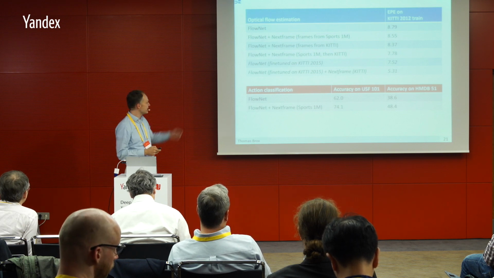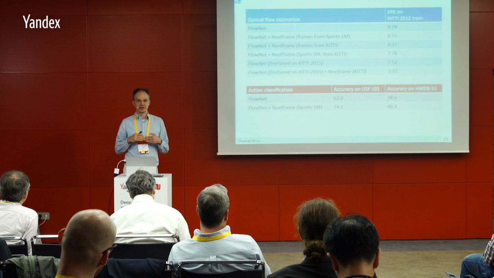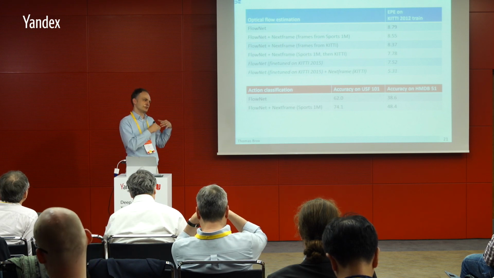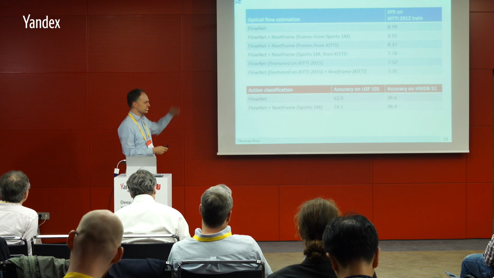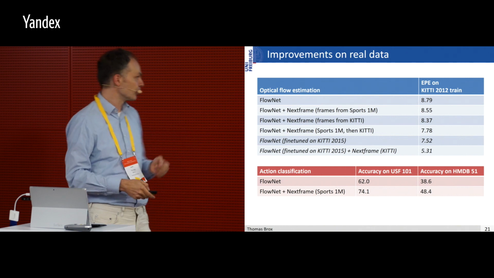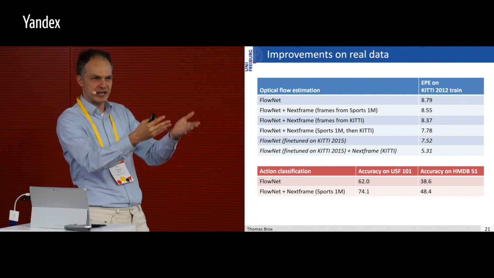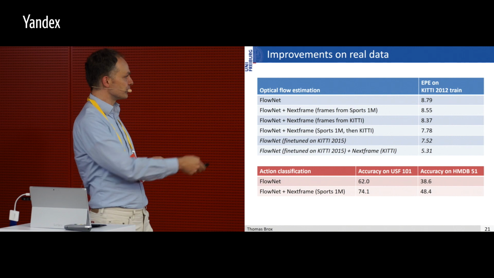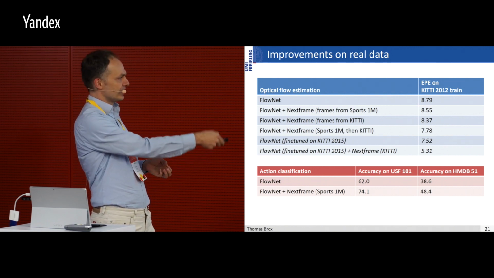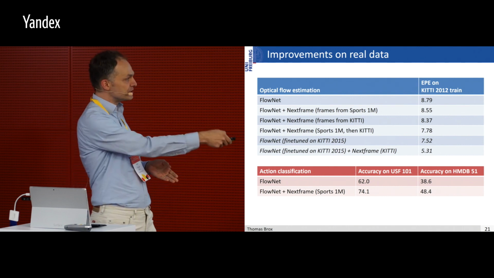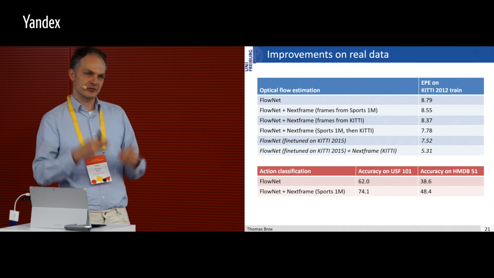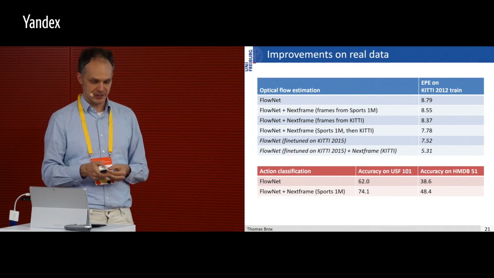Another way to evaluate that is to go into an application domain. If you're interested in action recognition and you need optical flow as input, then you can use the action classification performance to evaluate your optical flow. Basically, it's the same action classification network with two different flows as input, and you can see here the accuracy in action recognition. There is quite a large improvement on two action classification datasets if you use this self-supervised learning on top.